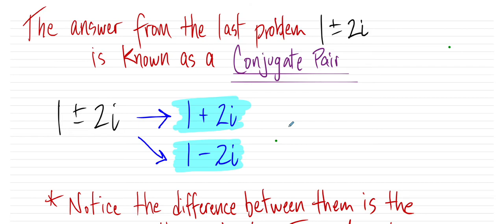What's the only difference in the two things that I've highlighted? There's a positive... Perfect. The only difference in conjugate pairs is the imaginary number is alternated between plus and minus. The first number is identical in both of them. The second number, the imaginary portion, is plus or minus. Like they're opposite.